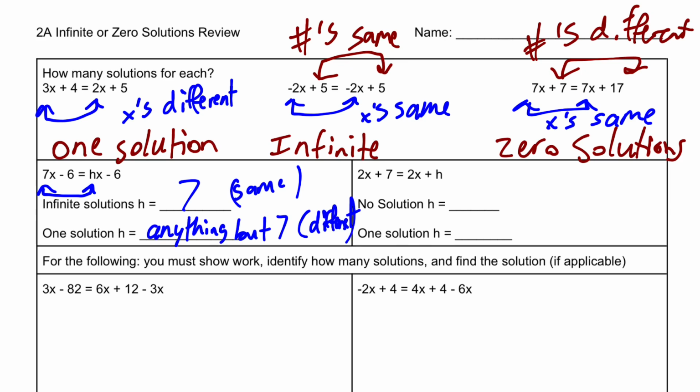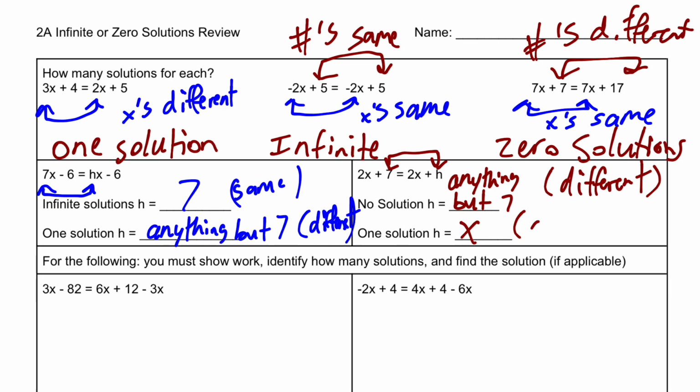Here on the right, for no solution, we want these constants to be different. So we can say anything but 7 to make them different. And for one solution, we're going to make this x or 2x or something like that, because that way it creates a different x term. If you were just trying to pick a constant, nothing would work, because the x's are the same.